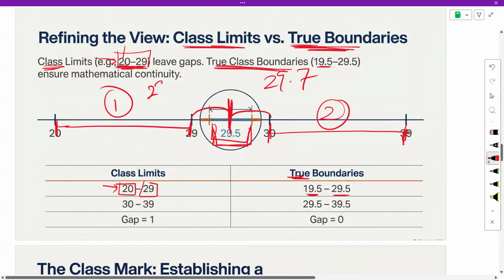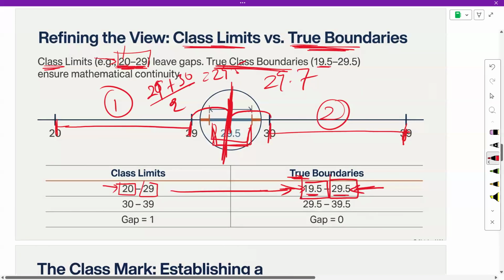How do we find this? 29 plus 30 divided by 2, then we get 29.5. So this is the boundary. Look here: for this class, 19.5 is the lower boundary of the first class, and the upper boundary of the first class is this. And here, the lower boundary of the second class and the upper boundary of the second class. There's a gap between each class, but when we find the true boundaries, the gap equals 0.